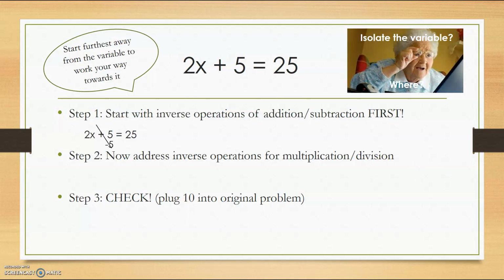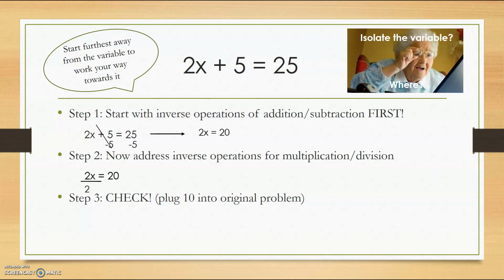When I subtract 5 on the left side of the equation, I get 0, but when I subtract it on the right, I'm going to get 20, and I'm left with 2x equals 20. Now, here's the problem. I have 2x equals 20. X is still not isolated, so I'm going to have to do step 2, and that's addressing our inverse operation of multiplication division. Now I've reached a point where I can address that. Here we have multiplication because 2 times x is multiplication. I'm going to use division, and I'm going to divide by 2 to get x by itself.